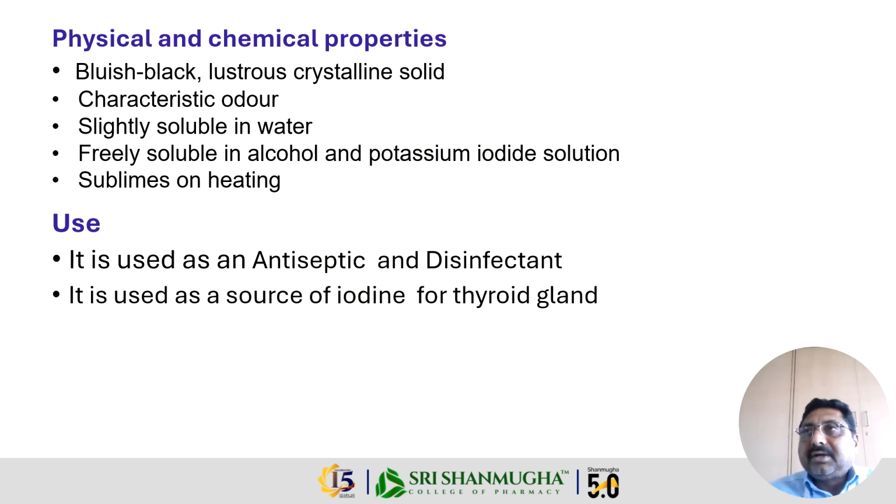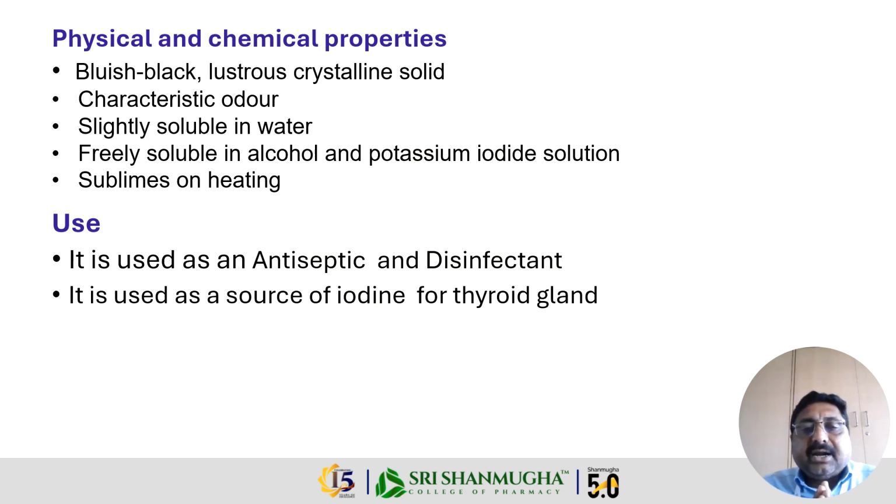Iodine is used as an antiseptic and disinfectant. You know, the tincture of iodine is available in the market. It is used to kill the microorganisms in the wounds. Externally it is applied. It is also used as a disinfectant. Iodine is a source for iodine deficiency in the thyroid gland, so you have to take iodine. It is a source of iodine for thyroid deficiency, right? Iodine solution is also used as a titrant in the iodimetric titrations.